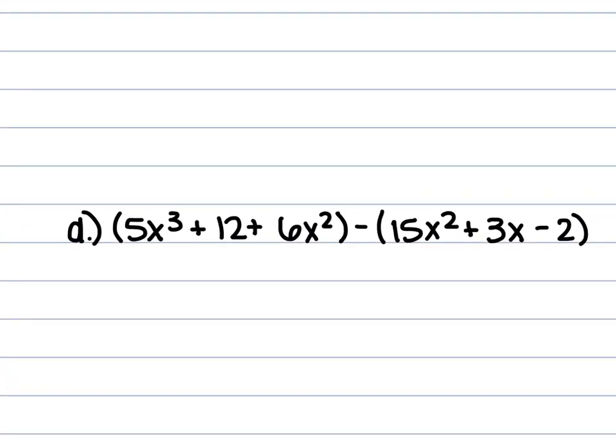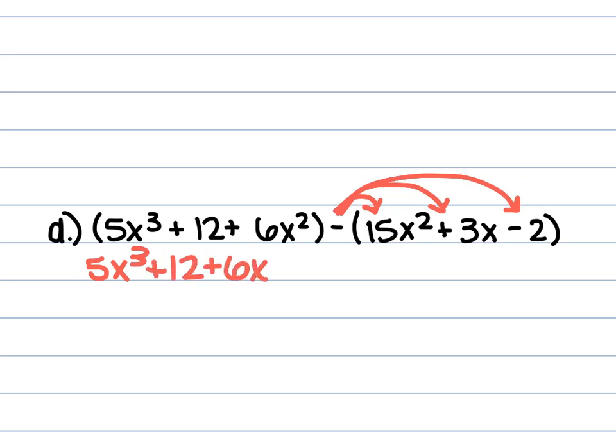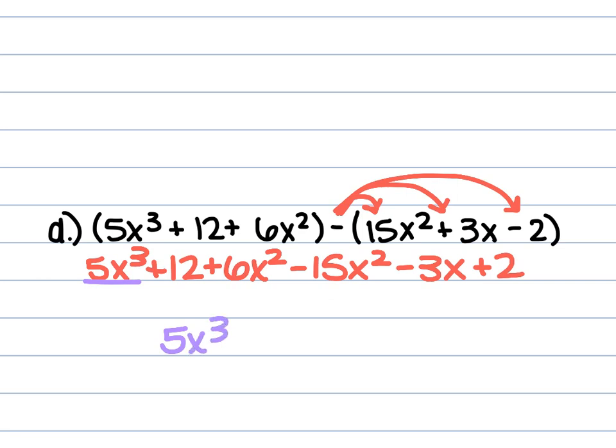For D, same thing, we have subtraction, so we're distributing that negative into the second set of parentheses, changing the sign on each of those terms to give us 5x cubed plus 12 plus 6x squared minus 15x squared minus 3x plus 2. So now combine your like terms. Your highest degree that you see here is that x cubed, so 5x cubed is going to be written down.